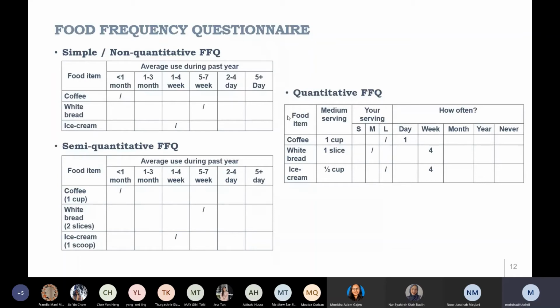This is an example of quantitative FFQ, where we can actually calculate and quantify the intakes of the participant, and we can get the nutrient intake.